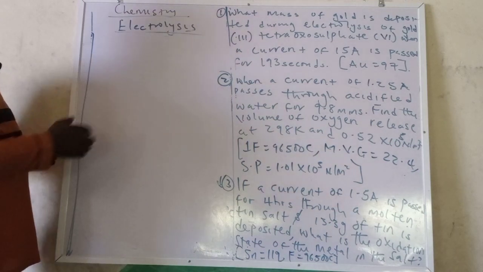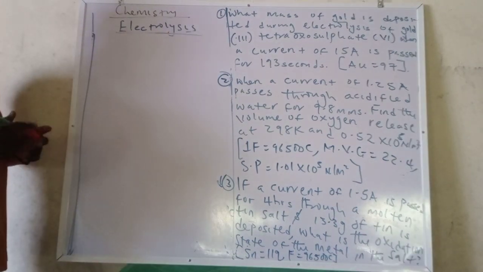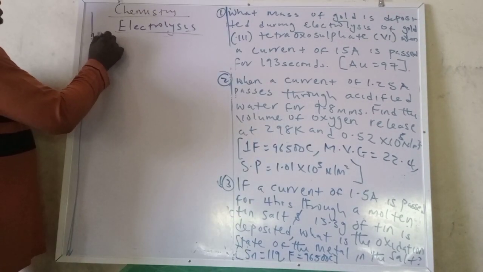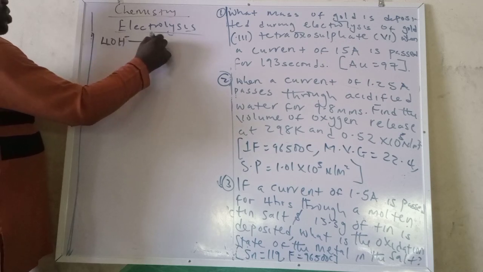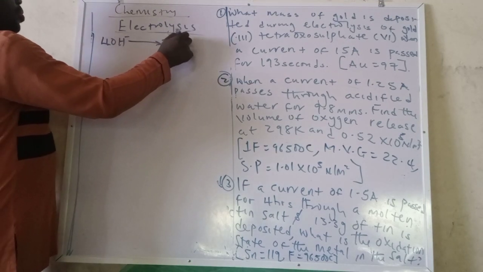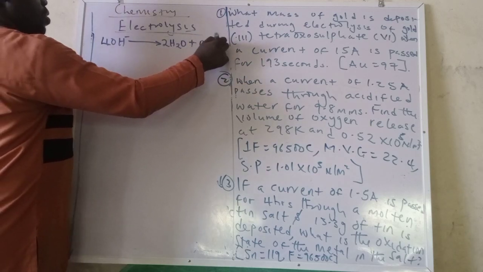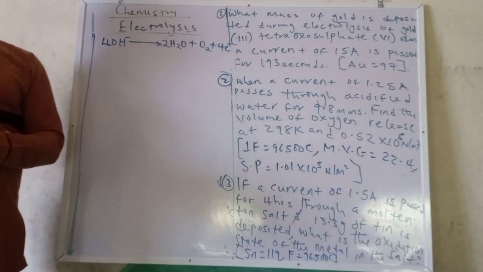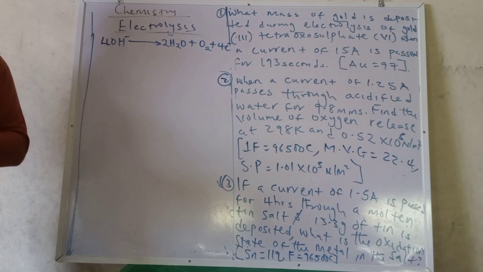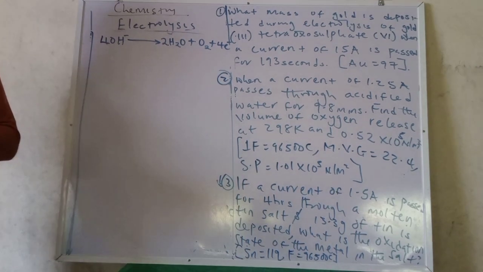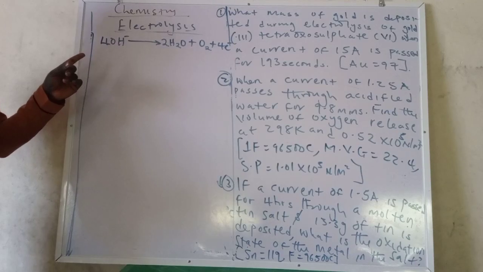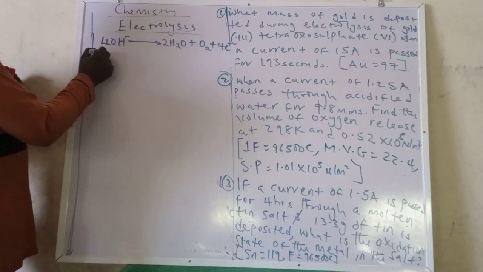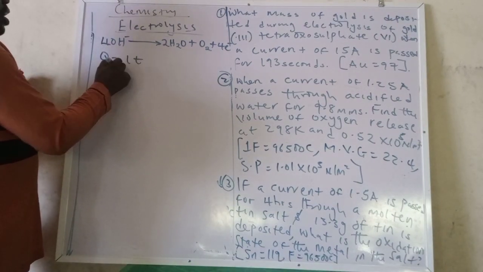The first thing you do to this question is to write the equation of reaction. Very important. We know that to release oxygen, this is usually the reaction, and then 4 electrons are liberated. Those electrons are what you call Faraday. 1 electron is like 1 Faraday, so 4 electrons. Take note of what I am doing.